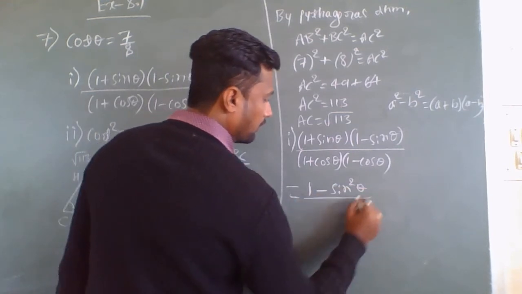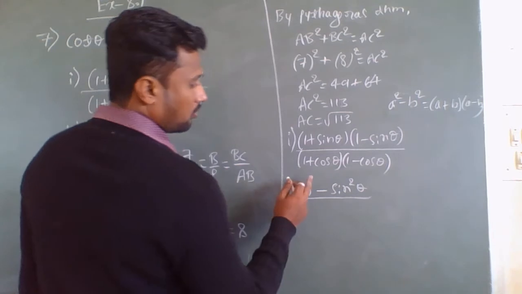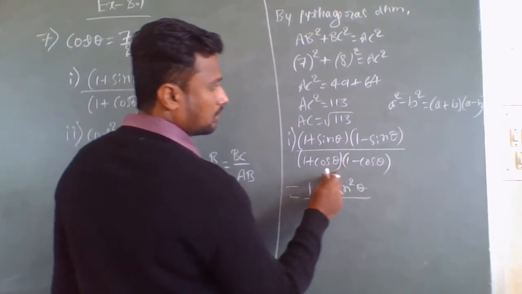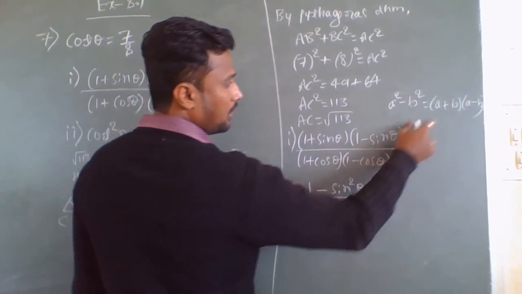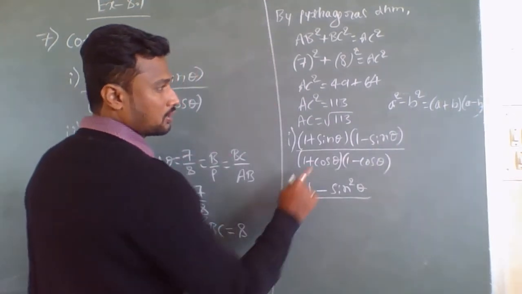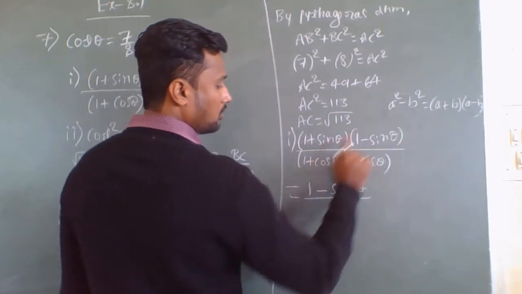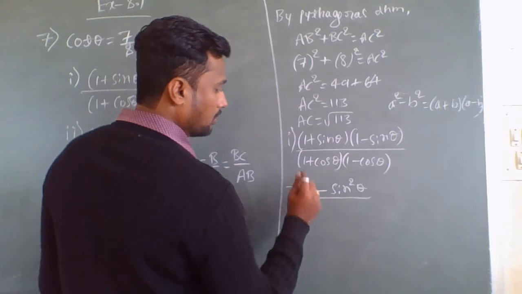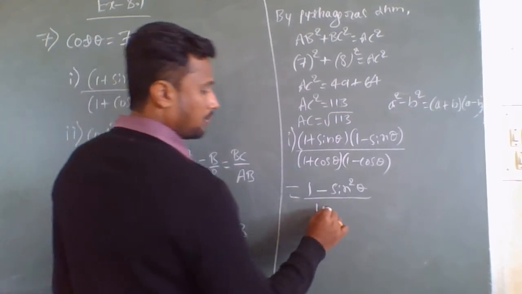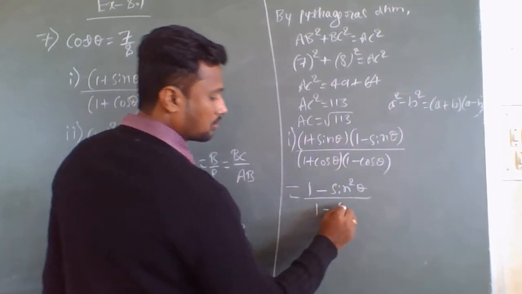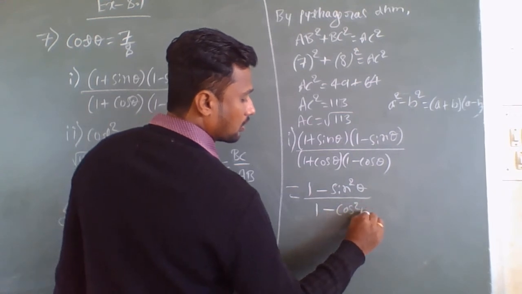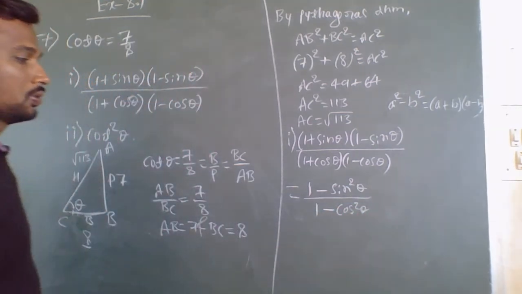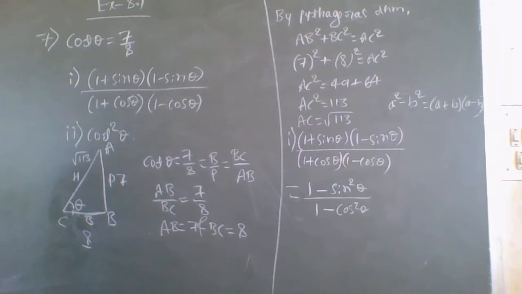Divided by 1 plus cos theta, 1 minus cos theta, which is again in the form of a plus b and a minus b. Here a value is 1 and b value is cos theta. So a square is 1, minus b square, where b is cos theta. Therefore we get cos square theta.